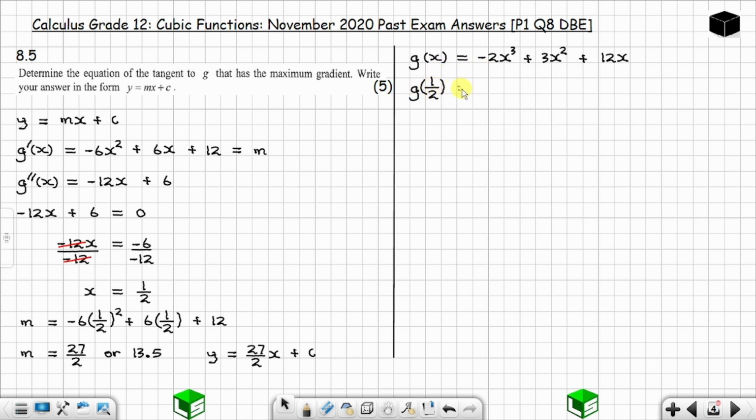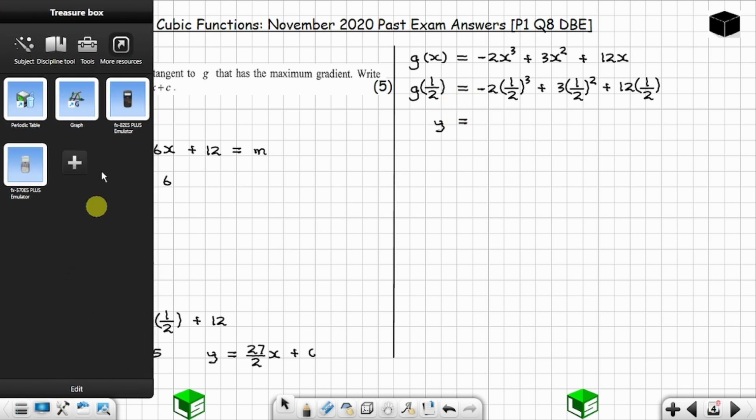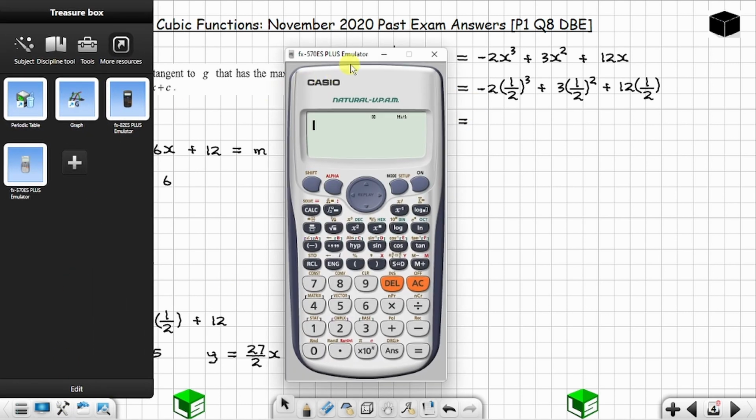Okay, and this is equal to, you have negative 2. You plug in 1 over 2 there, right? Cubed, remember that, plus 3x squared. So you plug in there 1 over 2 squared plus 12x. You plug in there 1 over 2. Okay, and so this is your y. I can say y is equal to, use your calculator to find the answer.